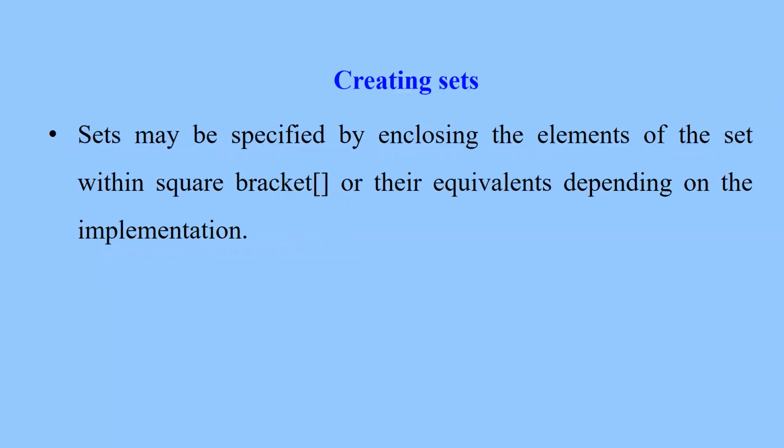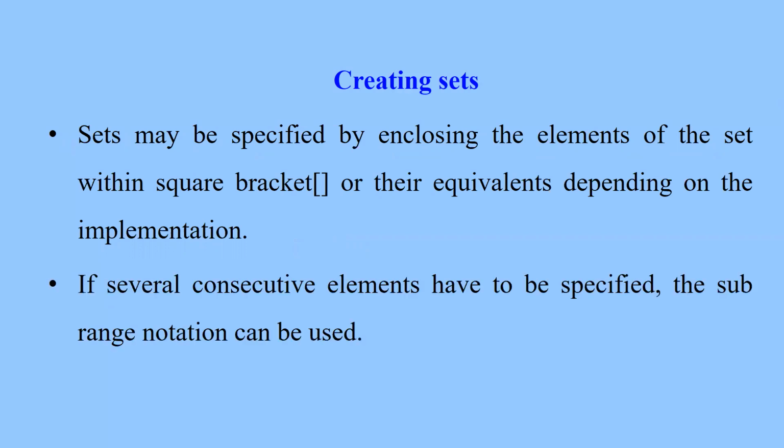How do we create sets? Sets may be specified by enclosing the elements of the set within square brackets or their equivalents depending on the implementation. If several consecutive elements have to be specified, a sub-range notation can be used. The following are examples of how this can be done. We call it initialization. For example, we can initialize basket 1 with mango, banana, and orange.